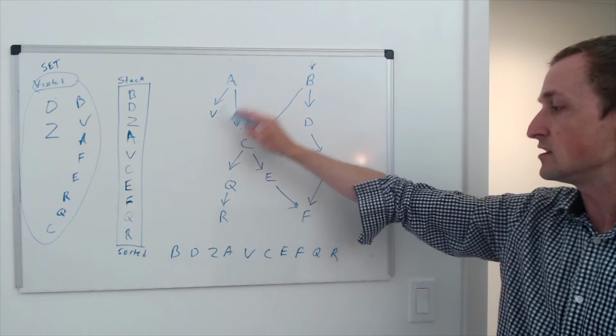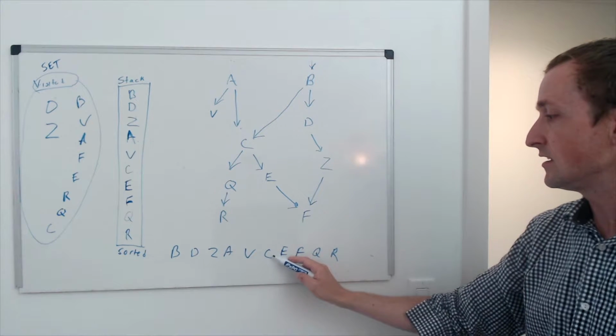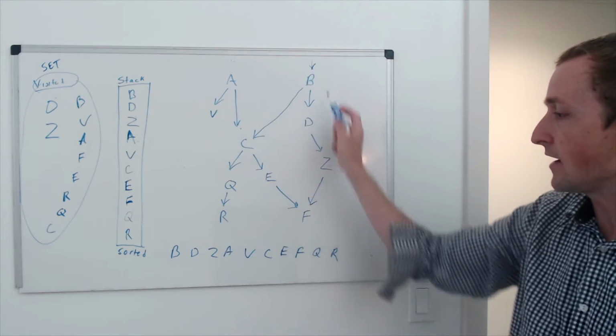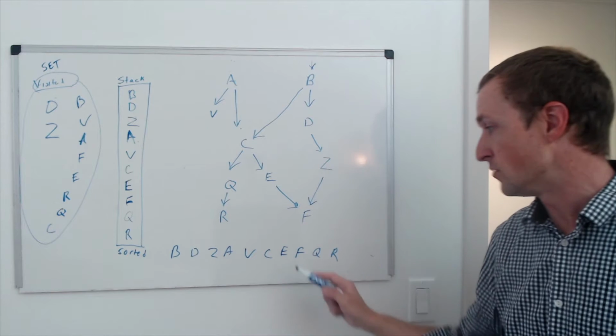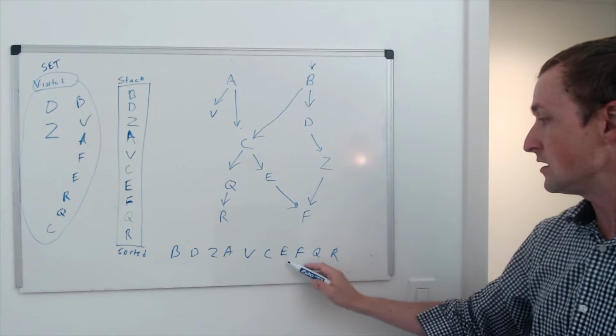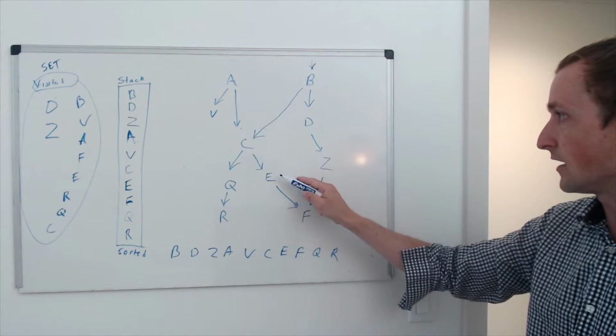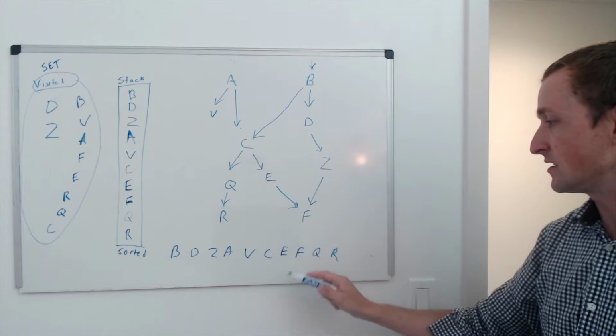V depends on A. C depends on both A and B. A and B have already been built. Then we'll go to E. E depends on C being built. C has already been built.